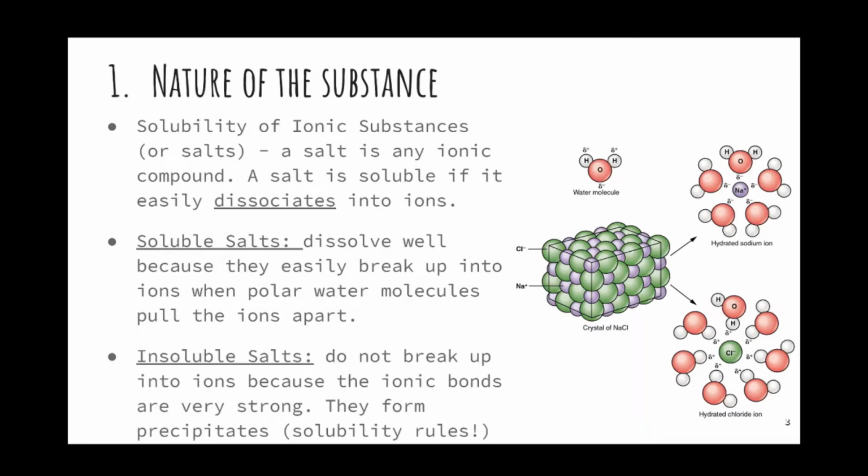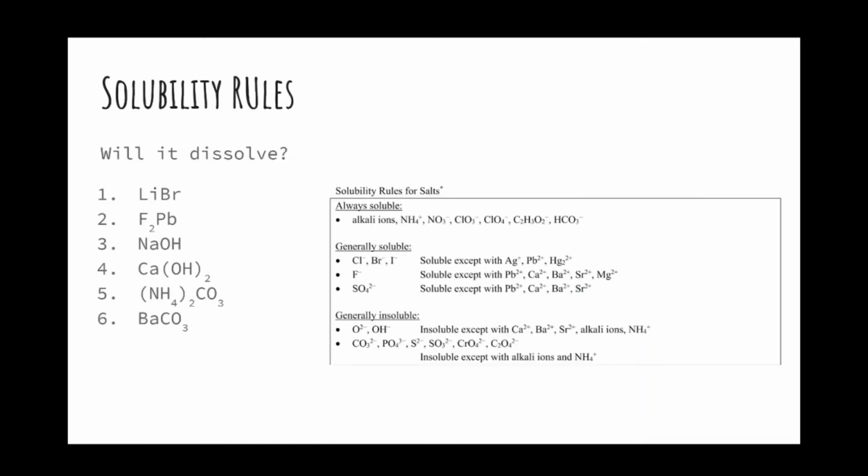Insoluble salts do not break apart into ions, and that's because the ionic bonds are very, very strong. They're so strong that they are more attracted to each other than they are to water. So they actually form precipitates. And what we have to use to determine whether or not a salt is soluble or insoluble are something called solubility rules. Now here's an example.